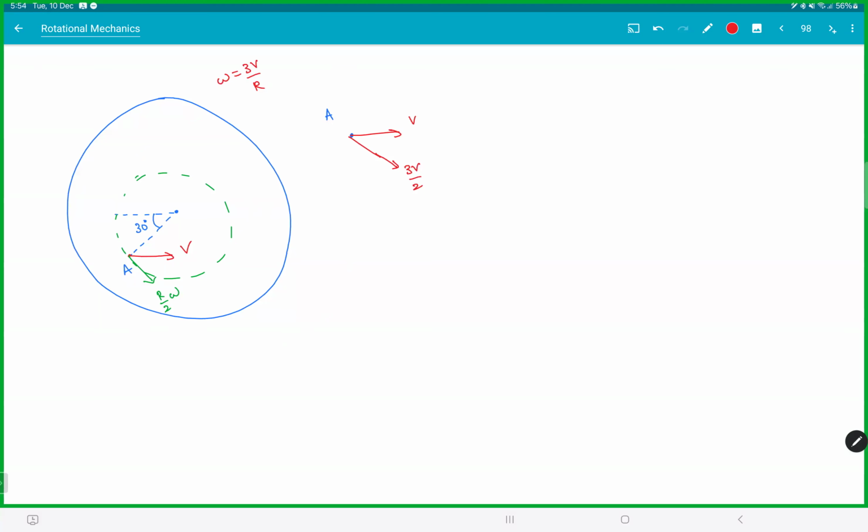And how much is this angle? If that is 30, this is 30, so this will be 60. So this angle is 60. Geometry, everyone. There, you're done. VA will be V plus 3V by 2 cos 60 i cap minus 3V by 2 sin 60 j cap. That would be 7V by 4 i cap, 3 root 3 V by 4 j cap.